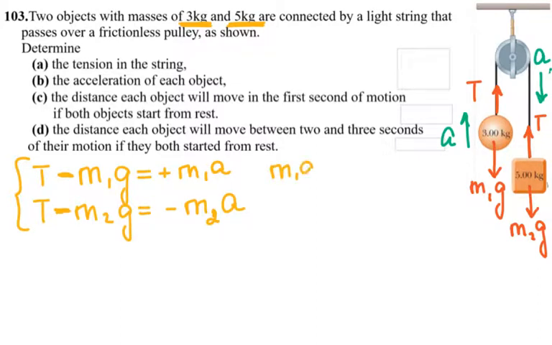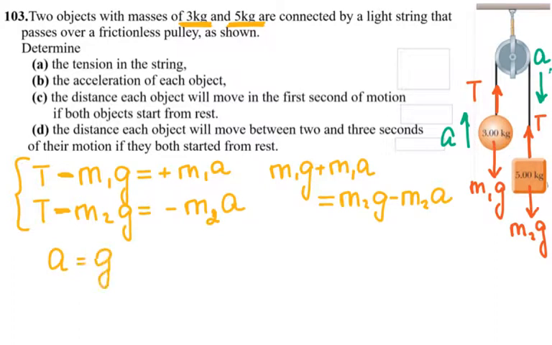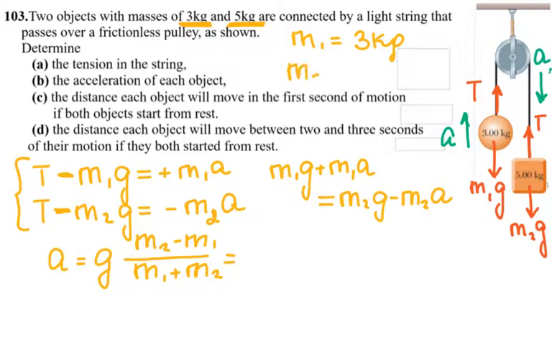If I solve both of them for the tension and set them equal to each other, I'm going to have m1g plus m1a is equal to m2g minus m2a. Solving for a, moving all the a's to one side and g's to the other side, I'm going to get a is equal to g times m2 minus m1, over m1 plus m2. If I plug in my numbers, m1 is 3 kilograms, and m2 is 5 kilograms, I get an acceleration of 2.5 meters per second squared.